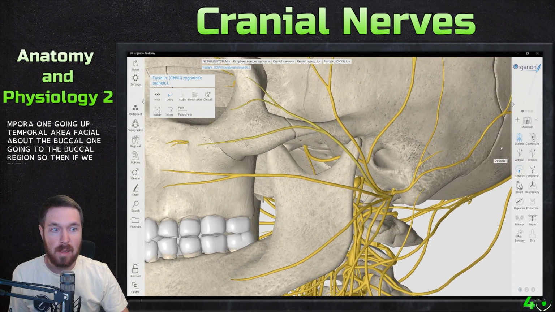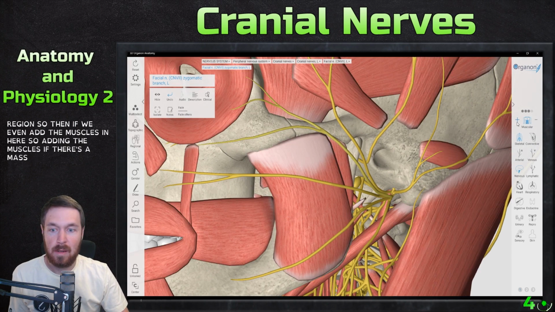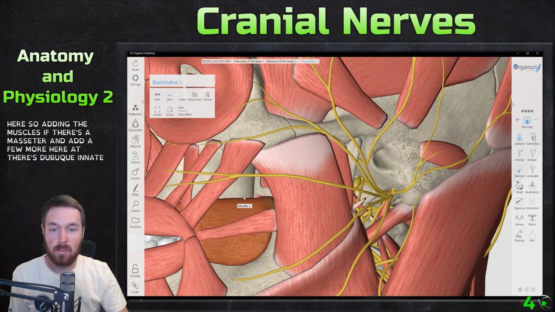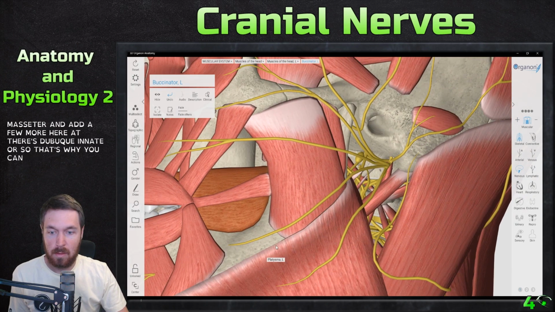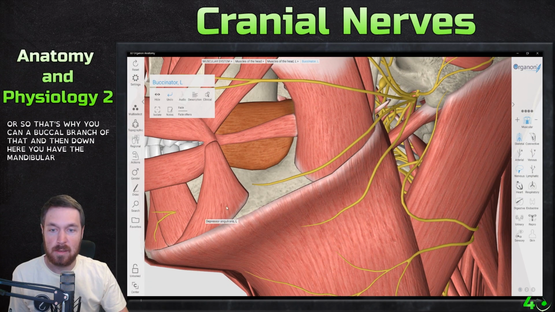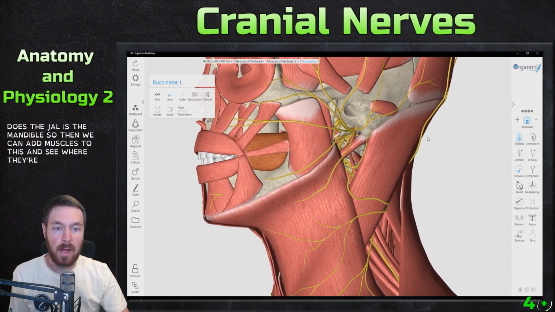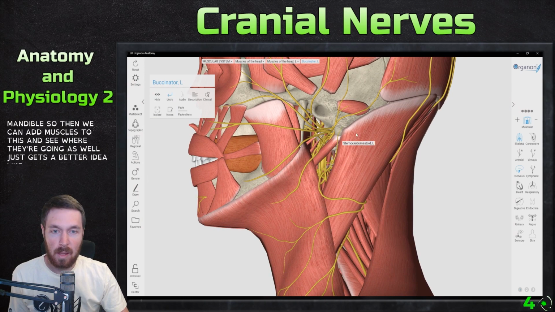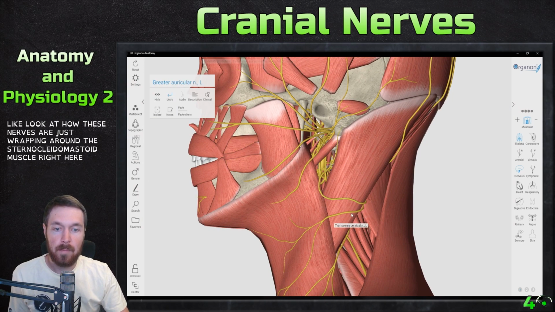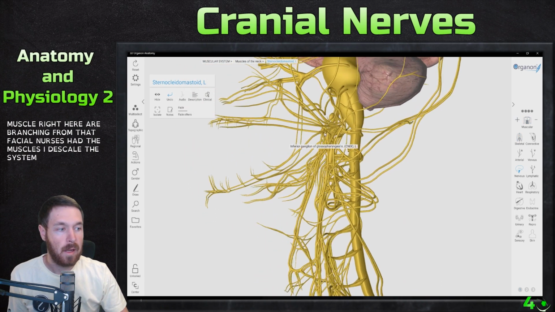So then if we even add the muscles in here, there's the masseter, and we add a few more here. Right, there's the buccinator, so that's why this is the buccal branch of that. And then down here you have the mandibular branch, because the jaw is the mandible. So then we can add muscles to this and see where they're going as well. It just gives a better idea. Look at how these nerves are just wrapping around the sternocleidomastoid muscle right here, all branching from that facial nerve. So let's hide the muscles, hide the skeletal system, and come back down in here.